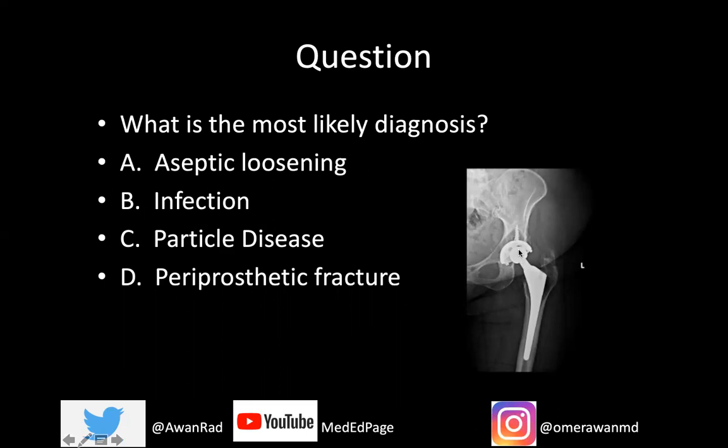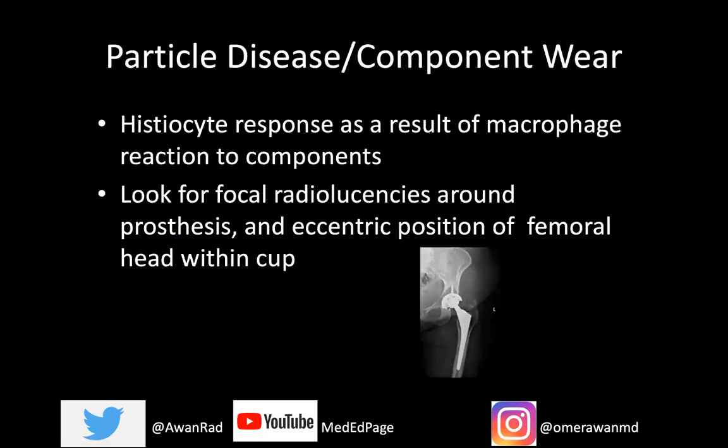But notice the eccentric positioning of the femoral head within the acetabular cup. This distance from here to here is much less than the distance from the medial margin of the femoral head to the medial margin of the acetabular cup, right? There's an eccentric positioning of the femoral head component of the prosthesis in the cup. That suggests polyethylene component wear, which is an example of particle disease. So particle disease is the answer here. Very important case for the core exam, right? So you want to look for radiolucencies around the prosthesis and eccentric position of the femoral head within the cup. Nice example of component wear.